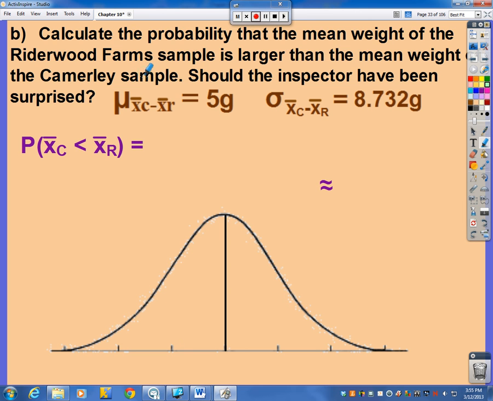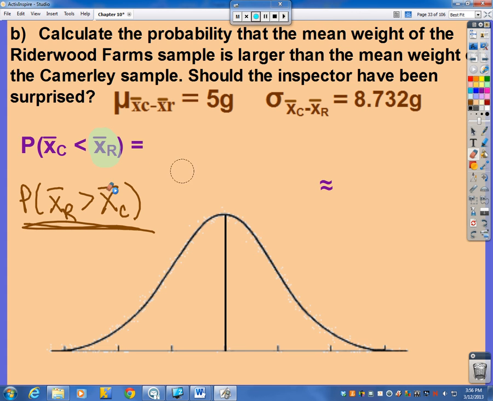Let's calculate the probability that the sample mean from the Riderwood is greater than, I kind of wrote this backwards here and you'll see why. Typically you think, well, shouldn't you have written that as, the sample mean of the Rider is greater than the sample mean from the Cammerley? I mean, that's how you're saying it up here, so wouldn't this be how you write it? You certainly can. But let me talk about why I wrote it this way instead.